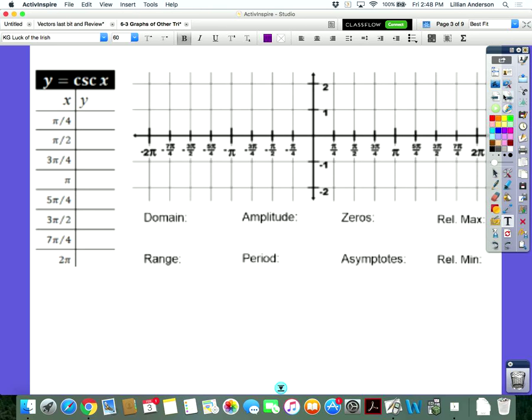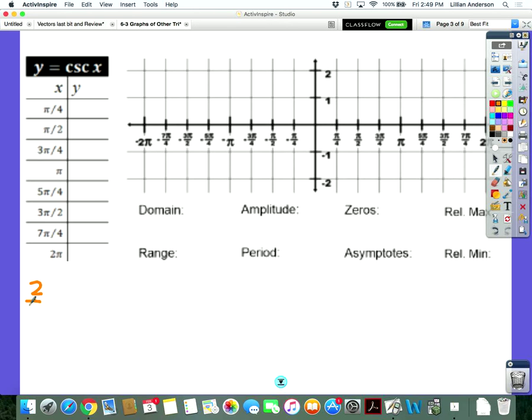So what was the sine of pi over 4? Look at your little table. Root 2 over 2. So the cosecant of pi over 4 is the flip of that. When you flip root 2 over 2, what do you get? 2 over root 2. Can I leave it like that? Rationalize it. So when you do that, you'll get 2 root 2 over 2. They cancel out, and so then you're just left with root 2.